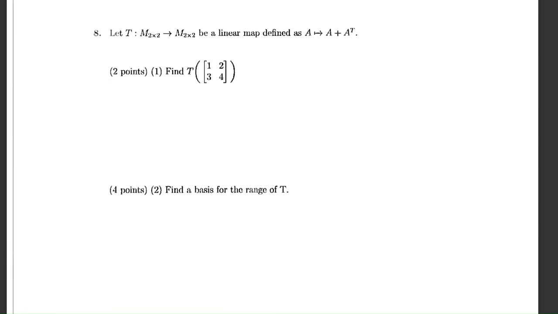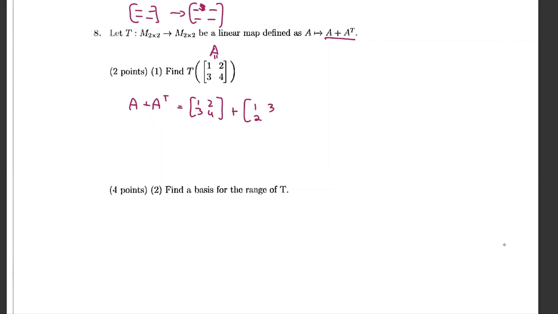Okay, in this problem we have this transformation of a 2 by 2 matrix to the same 2 by 2 matrix, which is going to be A plus A transpose. So what that means is this is our A and this part is A transpose. So we're trying to find a transformation of this matrix. What we're going to do is just A plus A transpose, which is equal to (1, 2; 3, 4) plus the transpose of this, (1, 3; 2, 4). That gives us (2, 5; 5, 8).